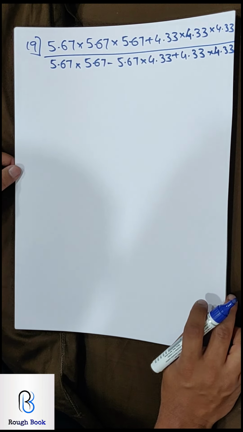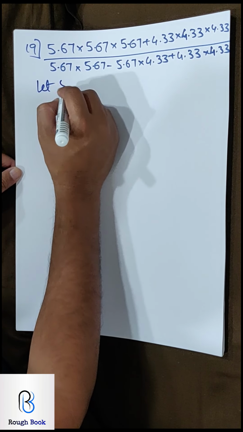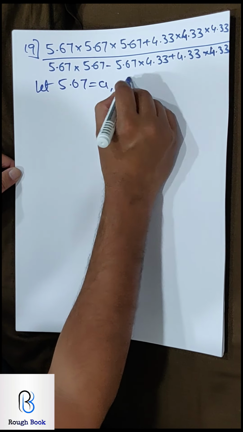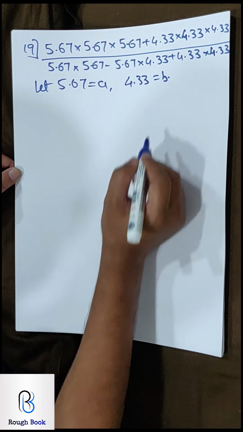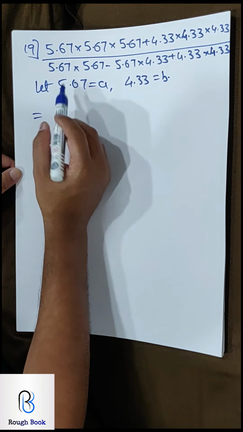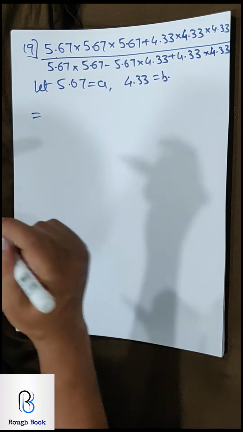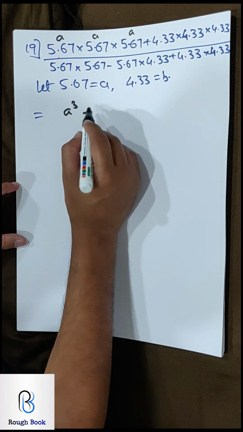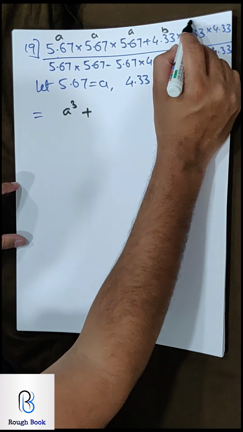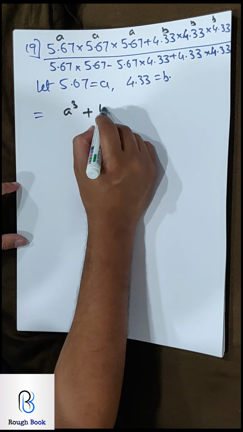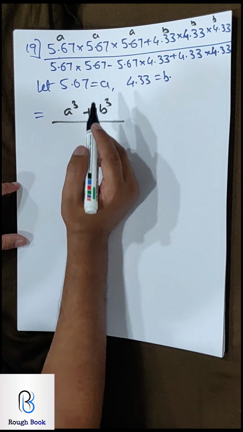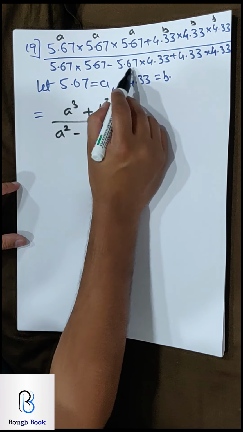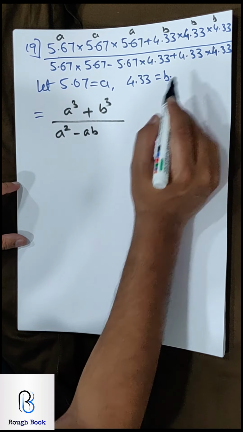19. We had done this type before. First you say let 5.67 be A and 4.33 be B. Convert everything into A and B. A. So I convert this as A and A. All products. So it will be A cube plus B. All B's in product form. So B cube. A and A. So A square. A and B. So AB. B and B.